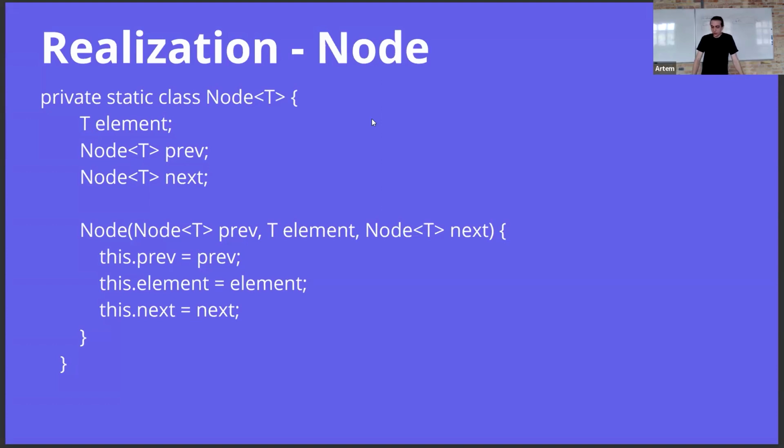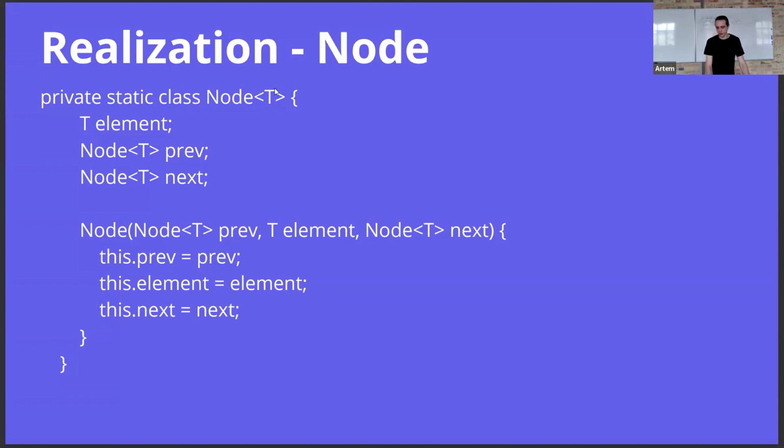So we have the class Node. It's just a class. And as you can see, this is a generic type, a generic class. Did you work with generic classes before? Do you remember such a structure? Yeah. Okay.